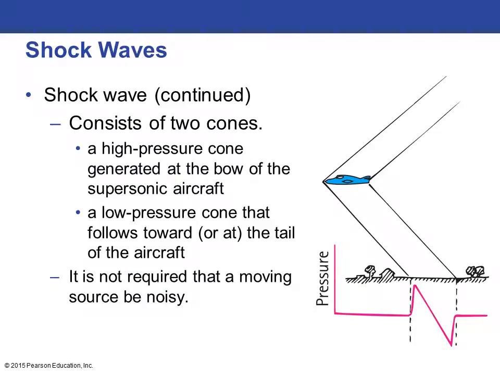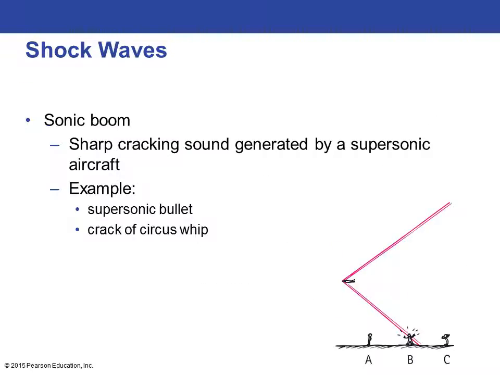And a shock wave consists of 2 cones. There's a high pressure cone at the front of the airplane and a low pressure cone at the back of the aircraft. And again, it doesn't matter at all how noisy that aircraft in and of itself was before it went faster than the speed of sound or became supersonic. It just matters that once it goes faster than the speed of sound, your overlapping sound waves make that loud clapping noise. Another example of this would be a supersonic bullet could make that same noise, or the crack of a circus whip could make that same noise.